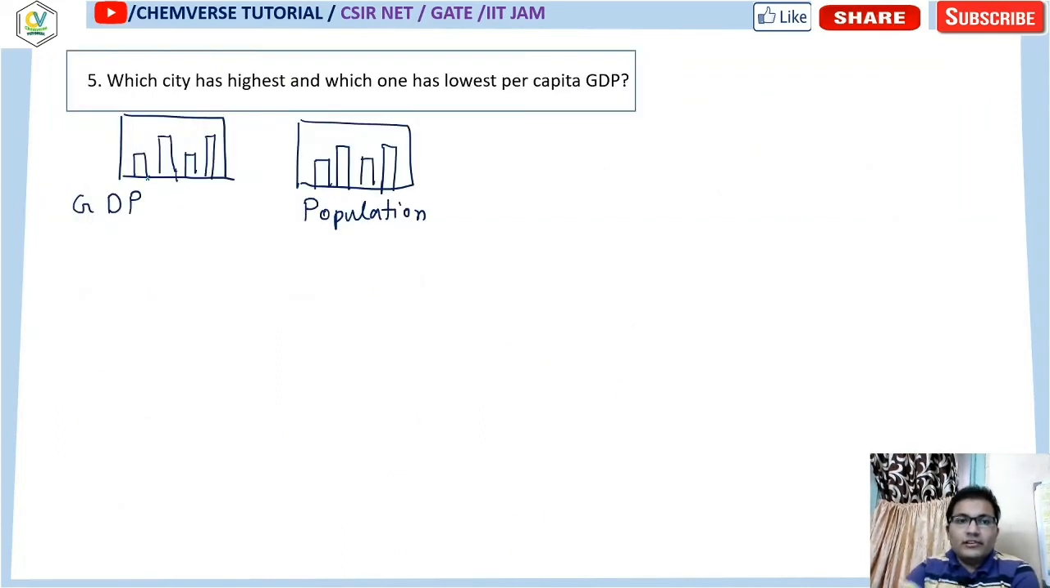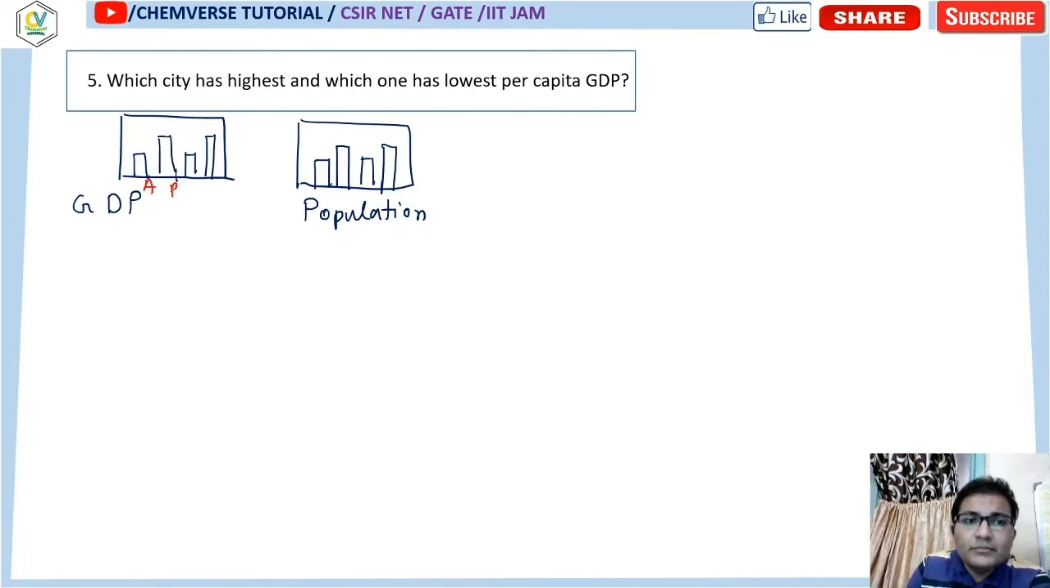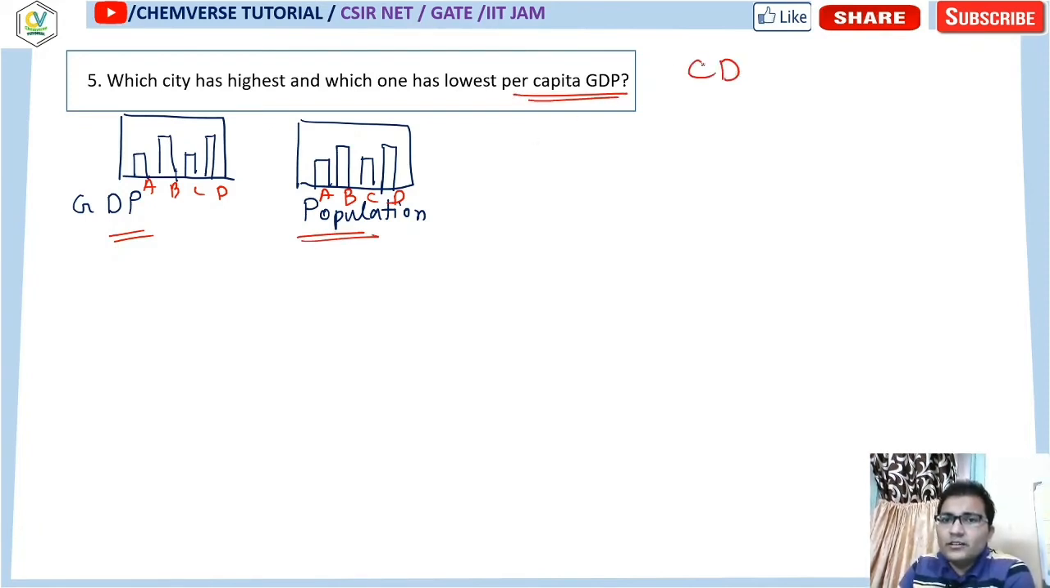Okay, let's move on to our next question. It was based on the graph. It says which city has the highest and which one has the lowest per capita GDP, and there were cities like A, B, C, D. The total GDP has been given and what is the population. So you know that per capita GDP means total GDP of this city divided by the population.